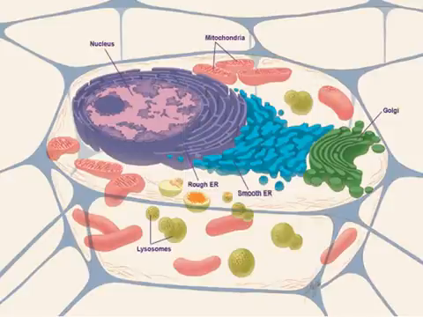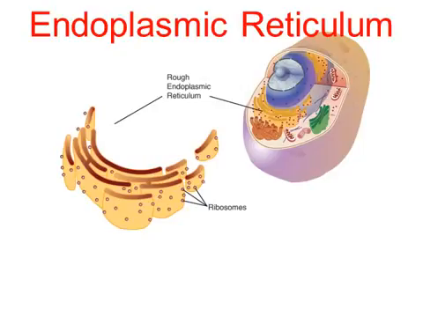So we come back here, we have the box highlighting the rough ER and the smooth ER. Let's zoom in and take a closer look at the endoplasmic reticulum. Okay, first of all, there's 2 kinds of ER. Let's look at the rough ER first. The ER stands for endoplasmic reticulum.